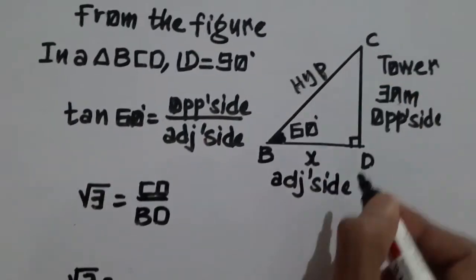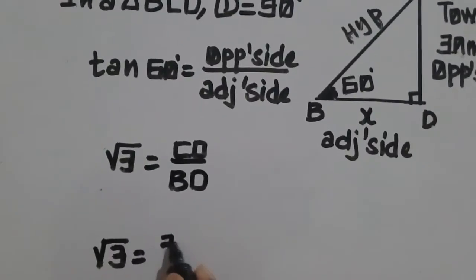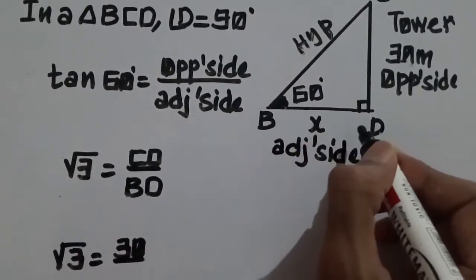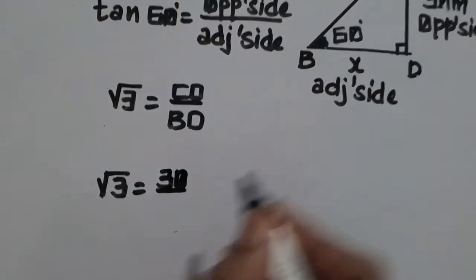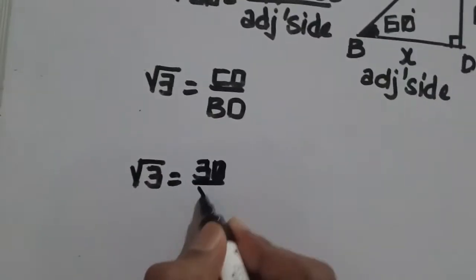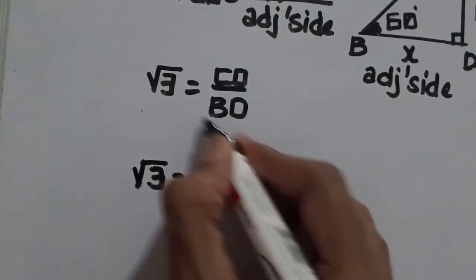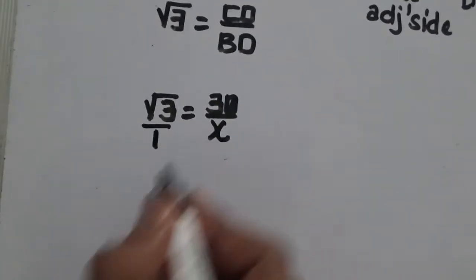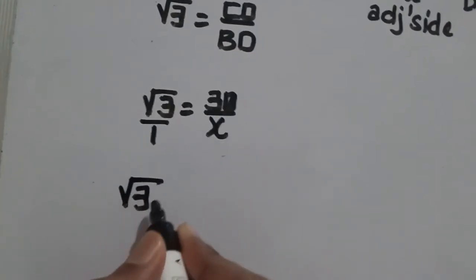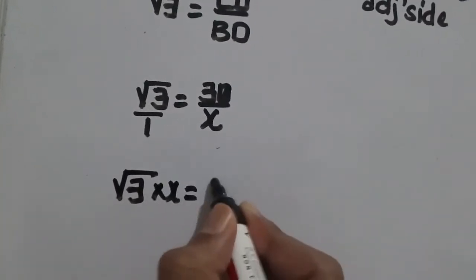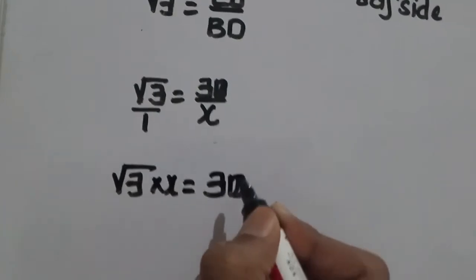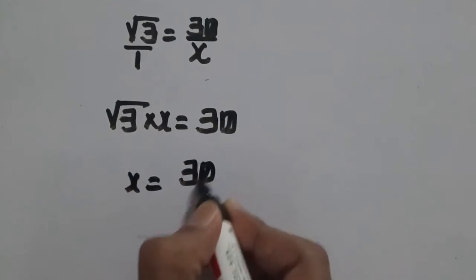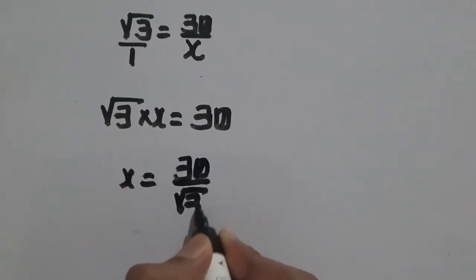Here CD is equal to 30 meters, the given height of the tower, and BD is the distance between the foot of the tower and the foot of the building, which is equal to X. We are taking this X in the place of BD, so CD is 30 and BD is X. Now by cross multiplication, root 3 into X is equal to 30. Now X is equal to 30 by root 3.